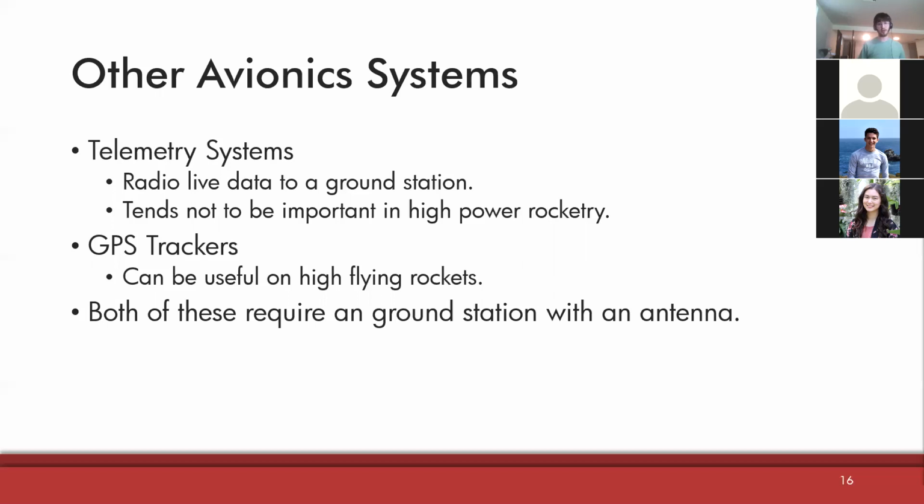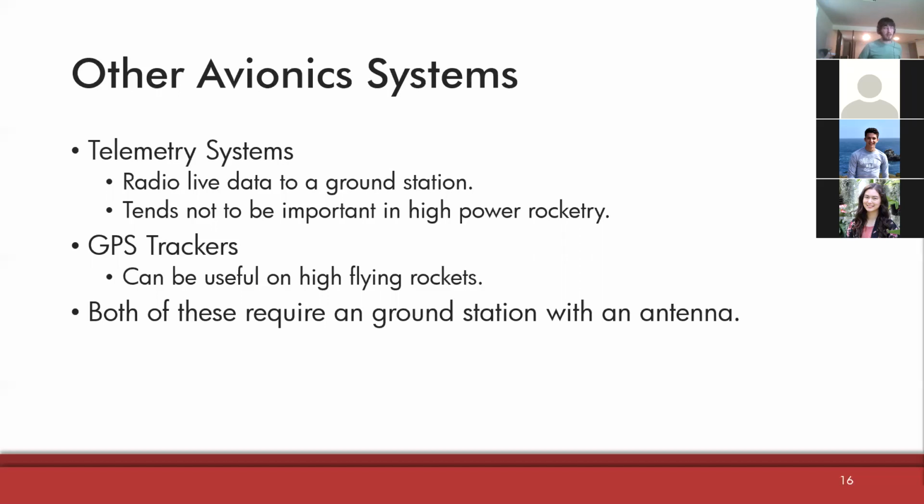Telemetry systems are just for getting real-time telemetry, kind of similar to how Mission Control does it at any space launch, actively streaming data from the vehicle. You'll need some kind of ground station with an antenna for this. And typically, I think in most cases, this will just be combined with an altimeter. I don't think this tends to be particularly important in high power rocketry. It's more experimental rocketry that this is useful, but it's a really cool feature nonetheless.